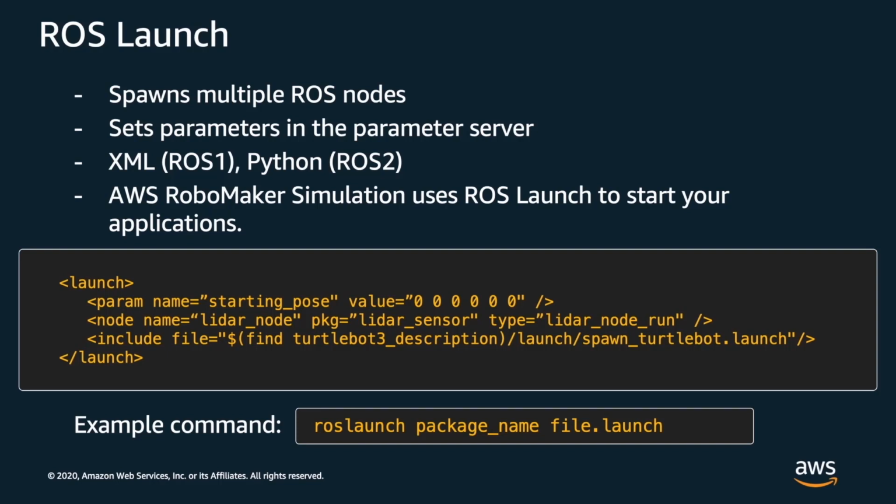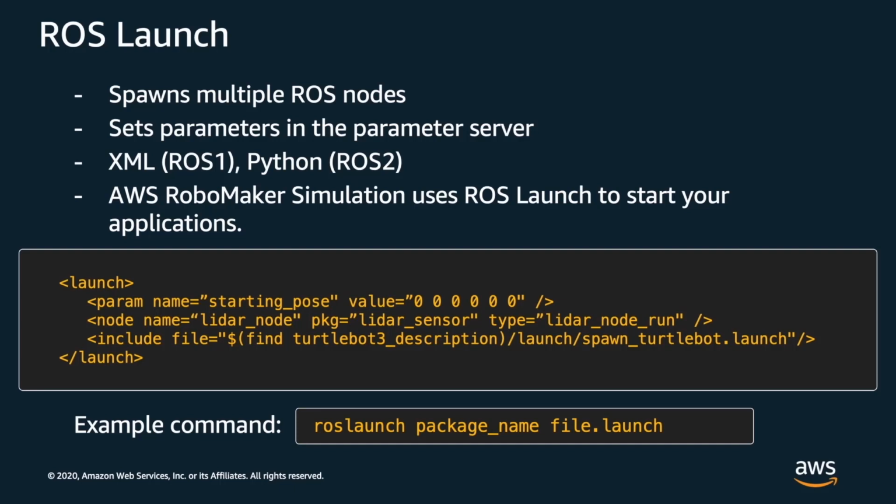So those executable files are then stored within your LiDAR sensor package, ROS package. And then finally, you can include launch files to other ROS packages, or you can nest launch files within your ROS package. So in this example, we are including the spawn turtlebot launch file. And once the launch file is defined and included in your ROS package, you can then invoke it with a simple command line operation. So an example command is on the screen now.